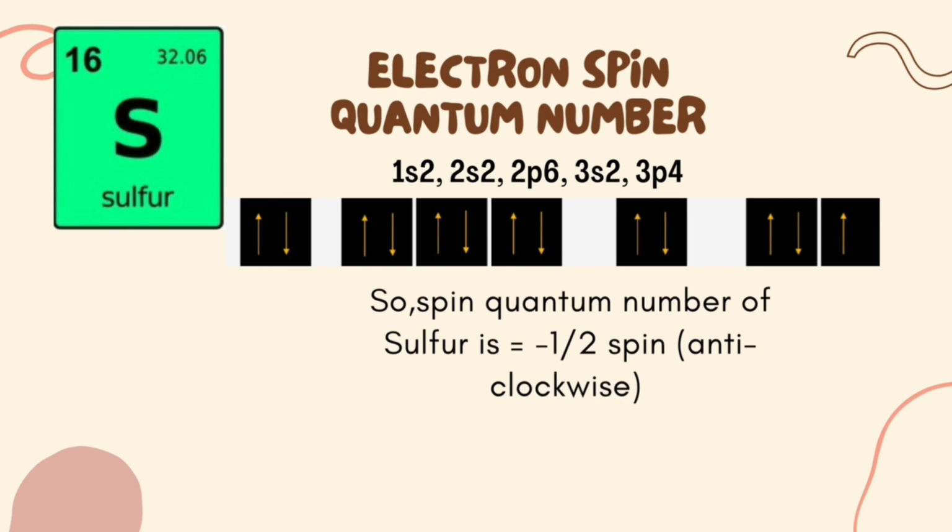So now, let's look at sulfur. There are the SPDF notation and orbital diagram. Sulfur has 4 electrons in the 3p orbitals. The 4th electron in this orbital will be the first one to pair up with another electron, therefore giving it a negative half spin, anticlockwise.